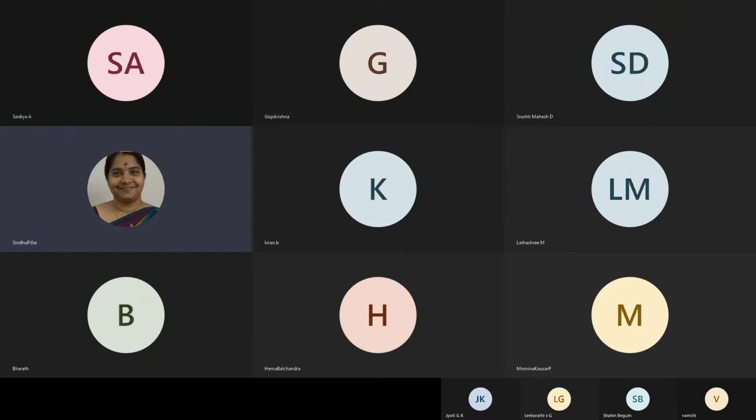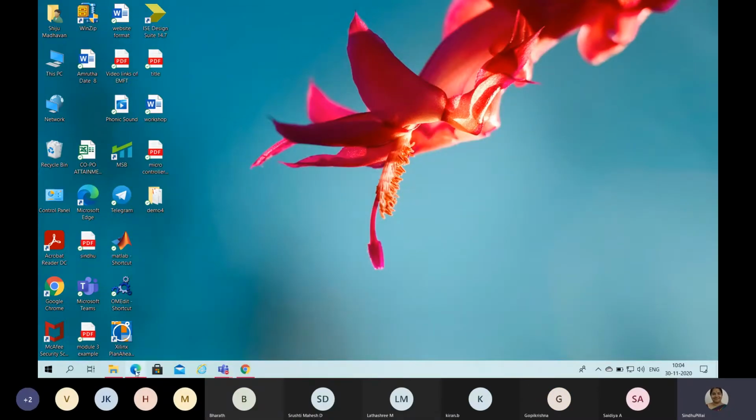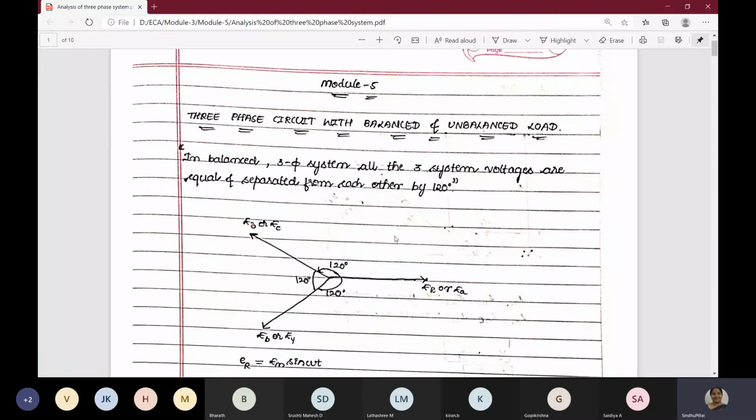Moving on to the next topic, that is three-phase circuit with balanced and unbalanced load. This is the module first unit. Just to analyze what is this balanced and unbalanced load, what are these three systems, how it is done, how the angles of voltages and current are kept at a difference at an angle of 120 degree.